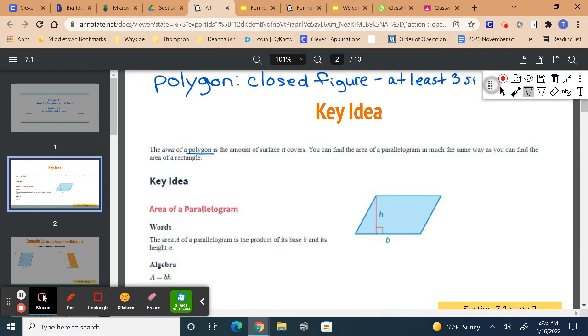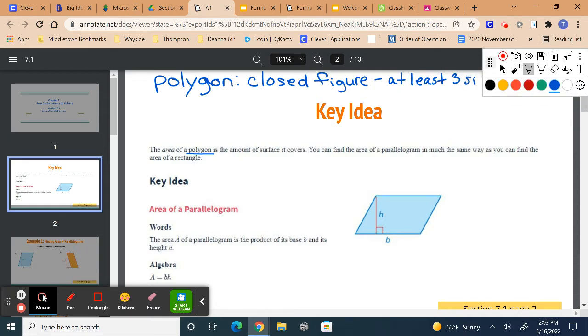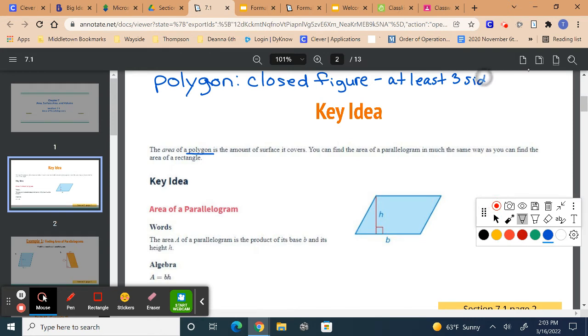Okay, at least 3 sides. So it could be a triangle. It could be a square. It could be a rectangle. It could be a pentagon. Any of those figures. What it cannot be is a figure like this. What is that at the top? It's round. It's curved. So a polygon can have no curves.